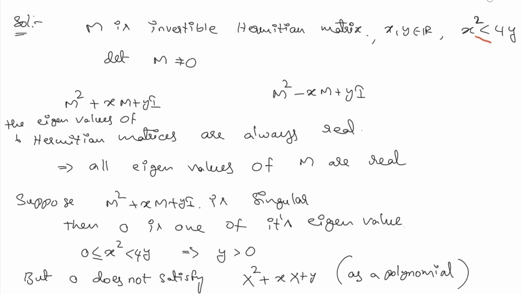If we have less than or equal to here, in that case we can see y can be greater than or equal to 0. And in such cases, we can say 0 can satisfy this polynomial. But here, when it is given strictly less than, we can see 0 does not satisfy this polynomial for any y. So this polynomial is non-singular, since whenever we have 0 as eigenvalue, it has to satisfy the annihilating polynomial. So this matrix is not singular.